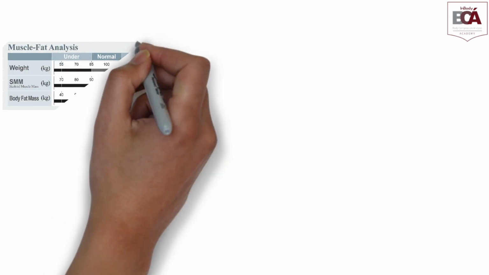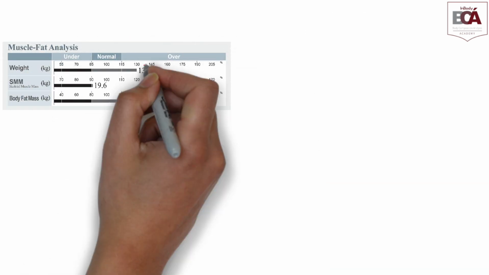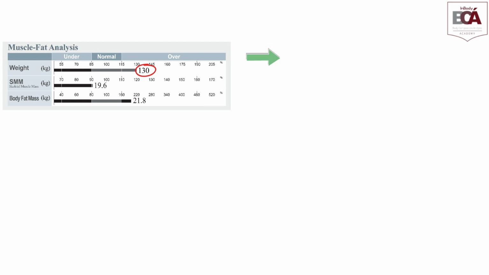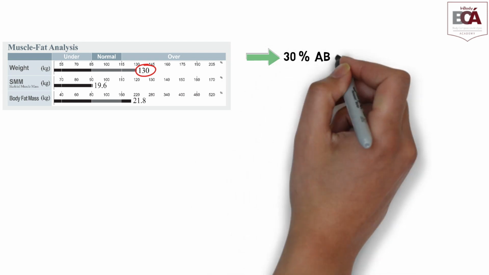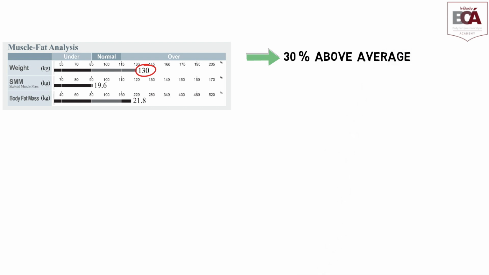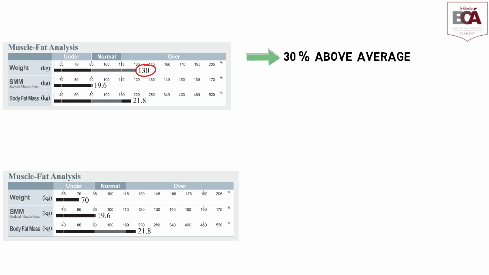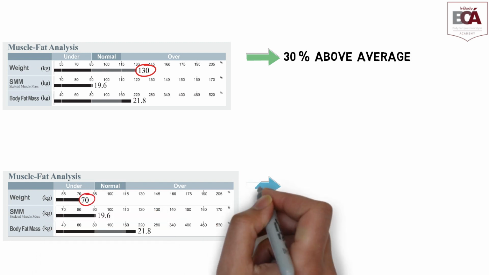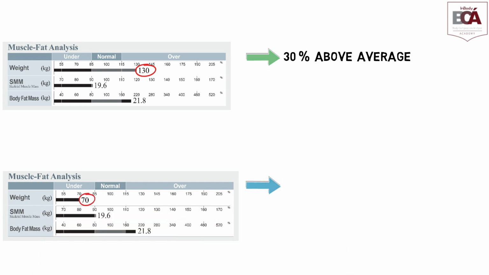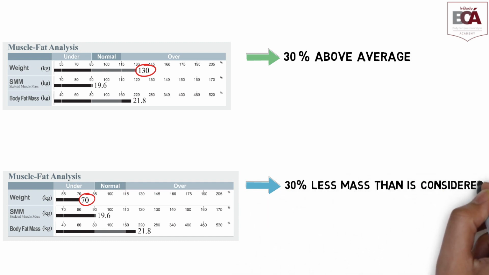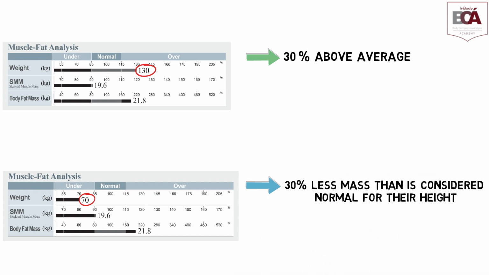So if the weight bar extends to 130%, this would mean that the person who you are testing is 30% above average. Similarly, if your client's weight bar extends to 70%, this would mean that your client has 30% less mass than is considered normal for their height.